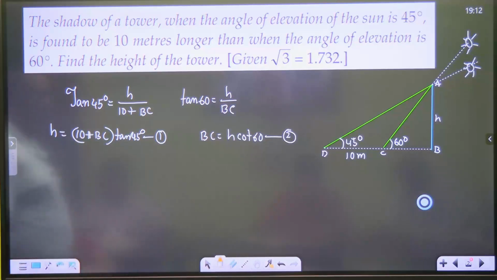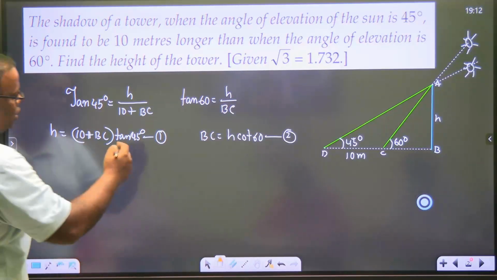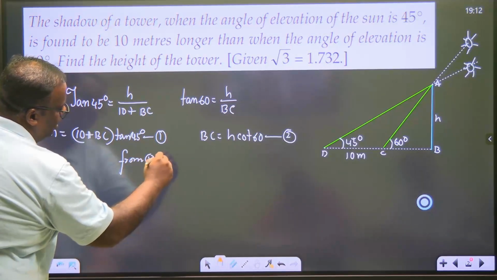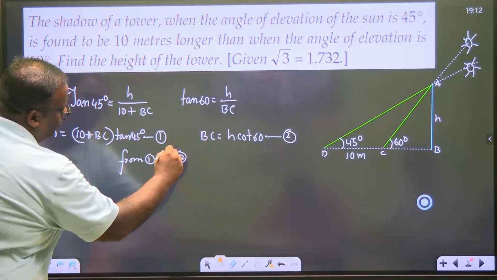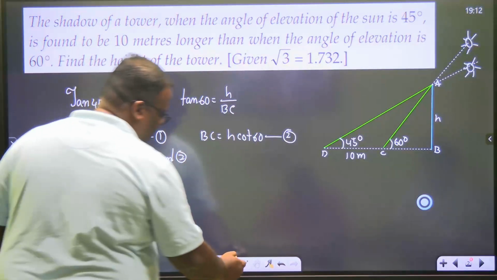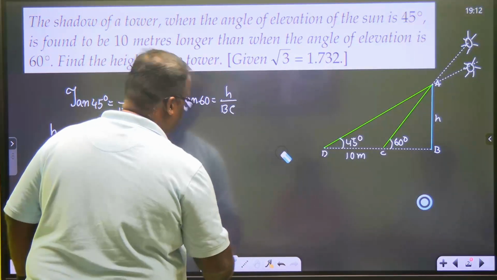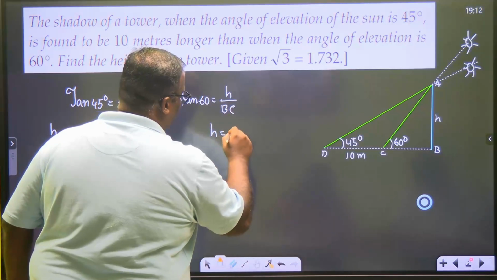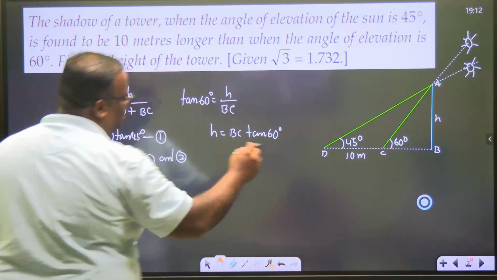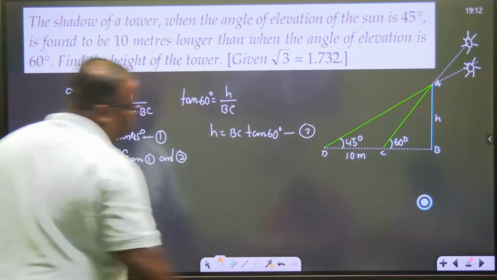Looks good. Shall we? Now I can equate 1 and 2. So we write from 1 and 2. In both of these, the left hand sides are same. Sorry. Oh, 1 minute, children. I made a mistake out here. H is equal to BC tan 60. Hey, you are not paying attention. Otherwise, you should have got this mistake of mine.